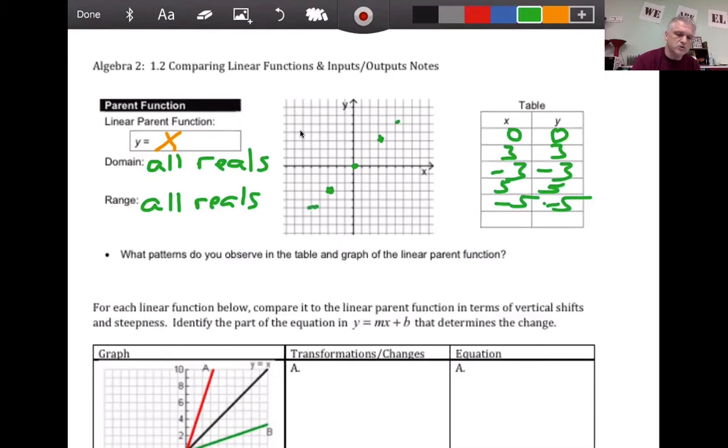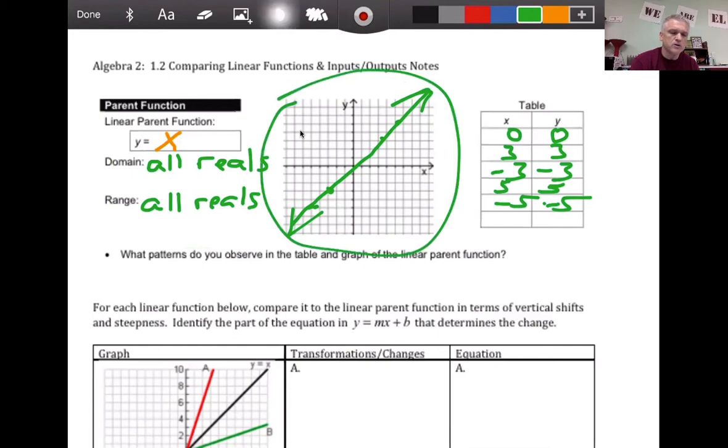Connect your dots. Put arrows on both sides, saying that we go left and right infinitely. As we said, it goes up forever, it goes down forever. It goes right forever, it goes left forever. So that's why the domain and the range are all real numbers. This is your parent function, your graph, y equals x.